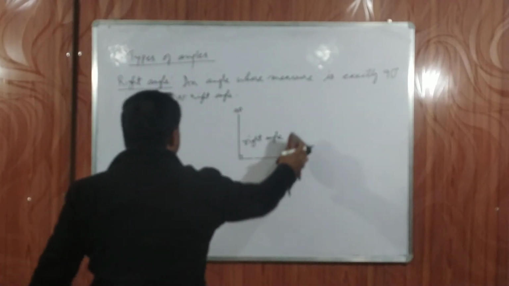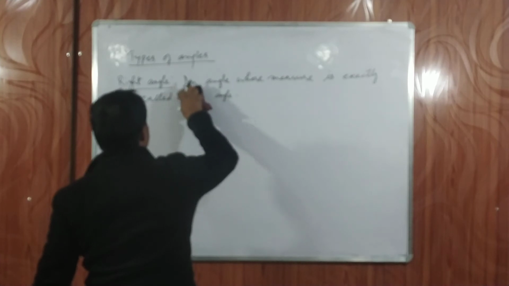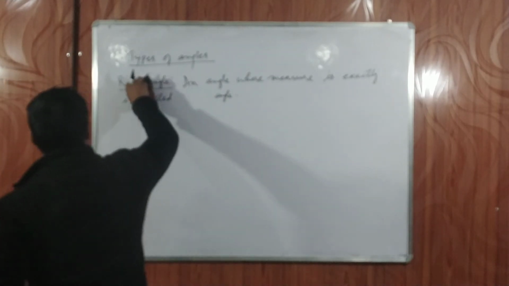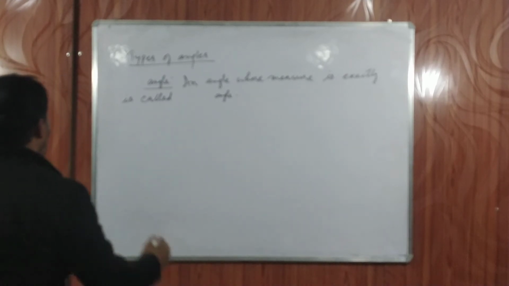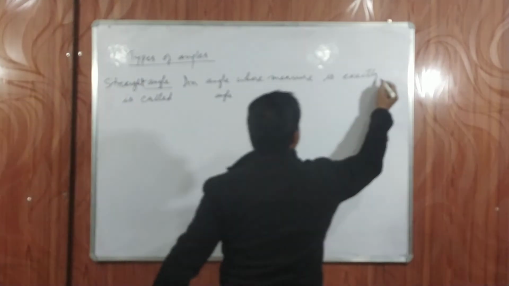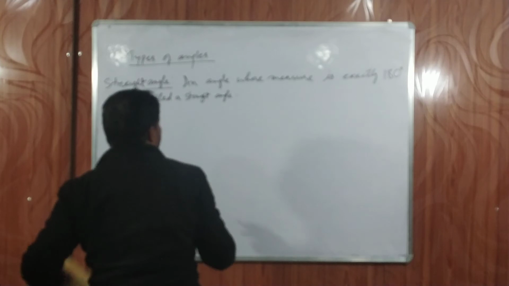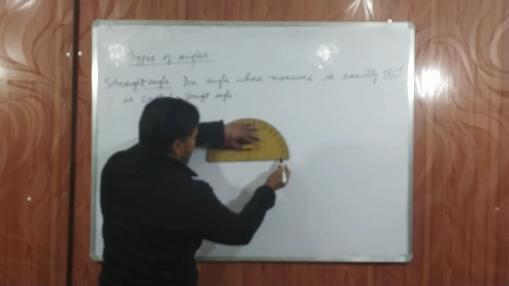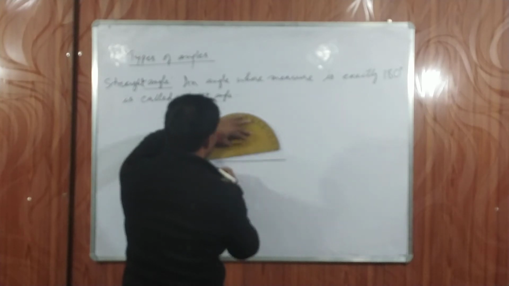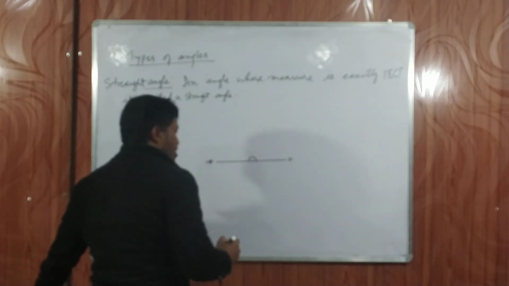So the next one, straight angle. An angle whose measure is exactly 180 degree is called a straight angle. You see your protractor, this is a straight line or the baseline. You draw this one, if you count from this side, 0, this will be 180. So this angle formed is 180 degree.